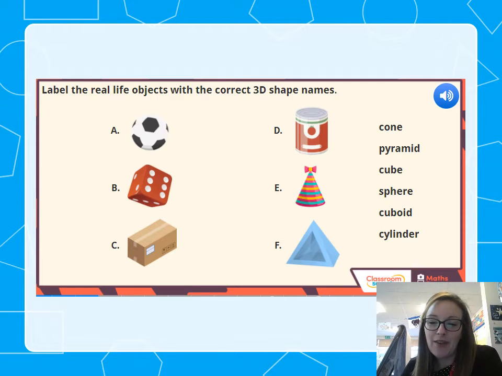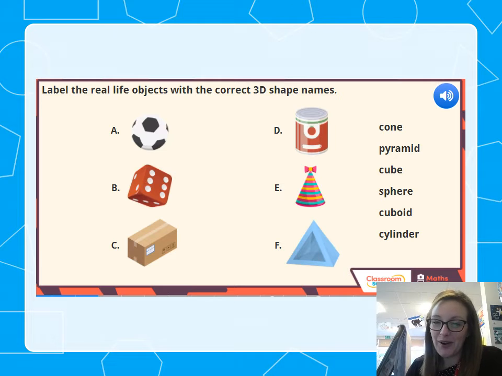So here we have some real life objects and we have some names of the 3D shapes. So down the side we have cone, pyramid, cube, sphere, cuboid and cylinder. So can you match up those names with those 3D objects? You can pause the screen and see if you can work out which shape is which object.